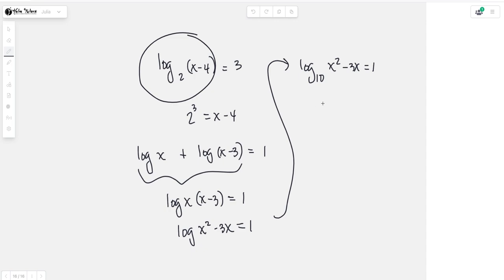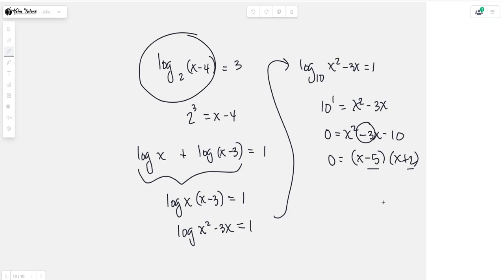you do the usual translation. 10 to the 1 is equal to x squared minus 3x, right? So that says 10 is equal to x squared minus 3x. Bring everything to one side. So 0 is equal to x squared minus 3x minus 10. And then you know how to do your quadratic. So 0 equals, factor, it's x minus 5 and x plus 2, because minus 5 and 2 add to negative 3. And so that's x equals 5 and x equals negative 2.